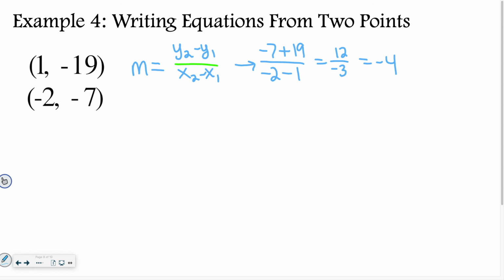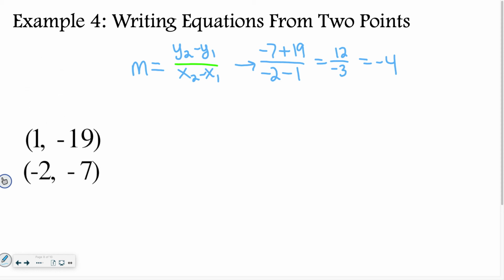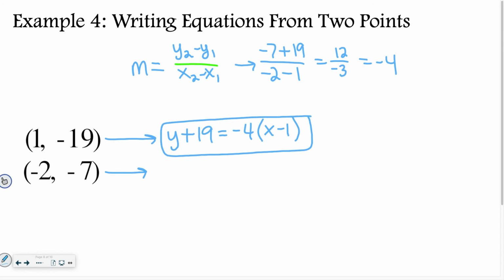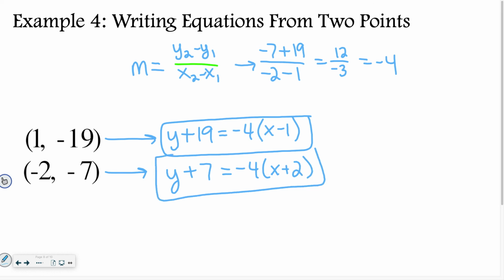All right, now I have my slope. I need to write my equation. And there are 2 different possible answers. I can either say y minus a negative 19 equals -4, that's my m, times x minus 1, and that would be one answer. A second answer you could have is y minus a -7 equals -4, x minus a -2. These are both correct solutions for equations for these 2 points.